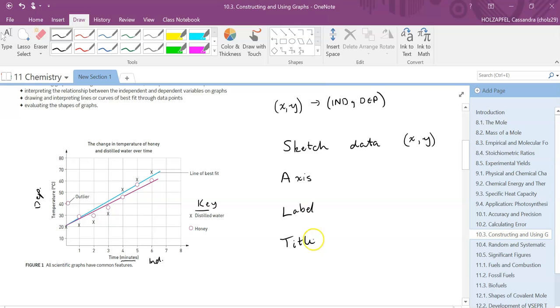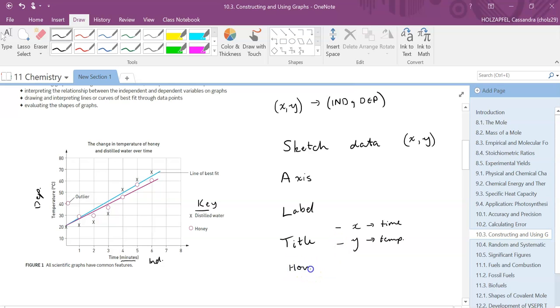Okay, and the last thing we've got to do is the title. When we're writing the title, we always have to include both variables, and it doesn't have to be anything crazy. So for us, on our x-axis, we have our independent variable, which was the time, and then our y value, which is our dependent variable, the temperature. So I need to mention the independent and dependent variable in my title.